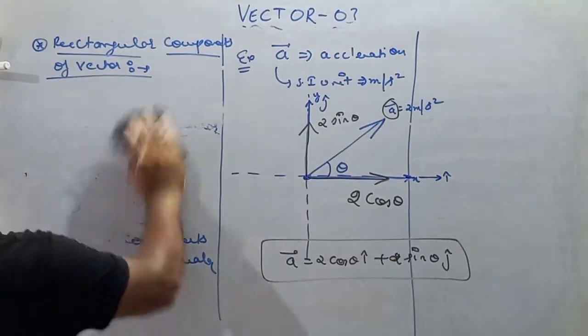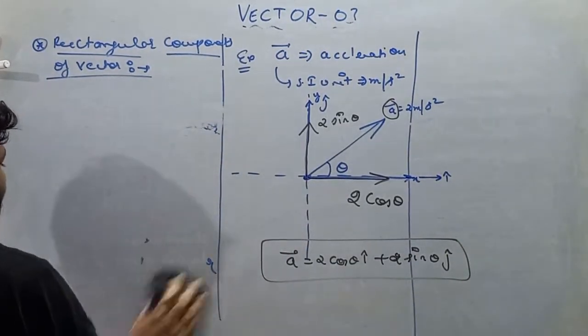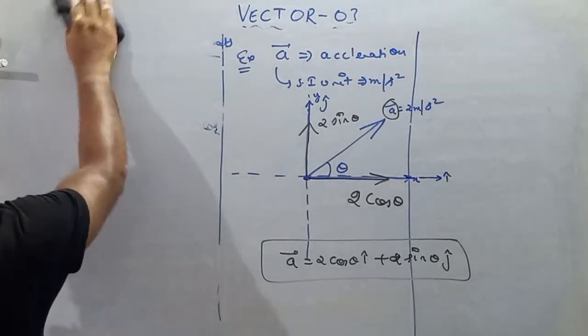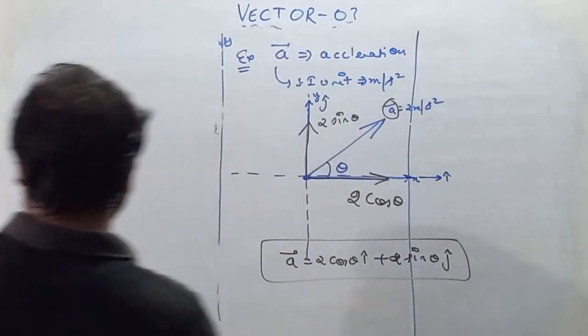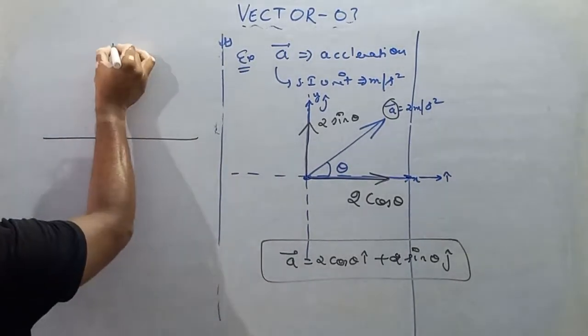I hope you all understand. Now I'll make one more example. Try to make its component by your own. Let's suppose now I am taking vector as velocity.